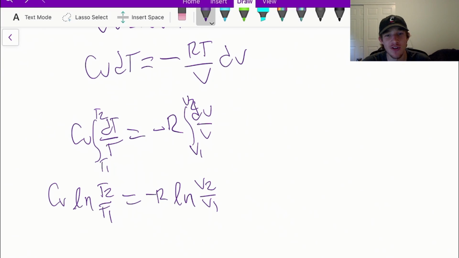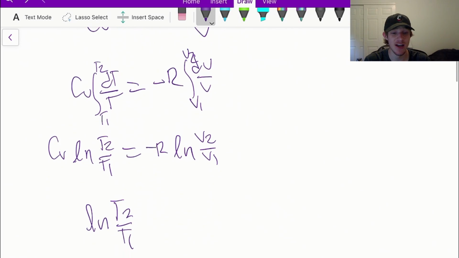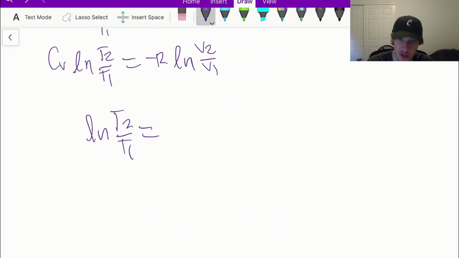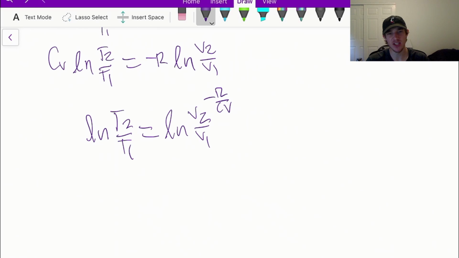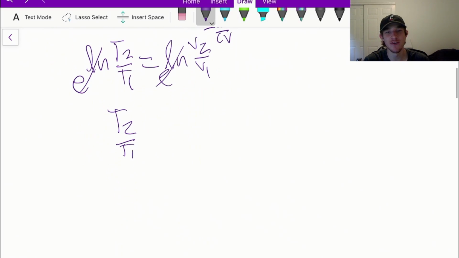And now, using some laws of natural logs, we can put the negative R over Cv. We'll move that on up to the exponent on the right-hand side, leaving us with the natural log of T2 over T1 is equivalent to the natural log of V2 over V1 raised to the negative R over Cv. And once we have this, we can just exponentiate both sides, put the e in there, get that out of the way. T2 over T1 equals V2 over V1 raised to the negative R over Cv.